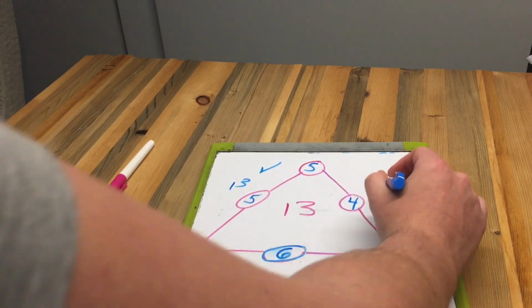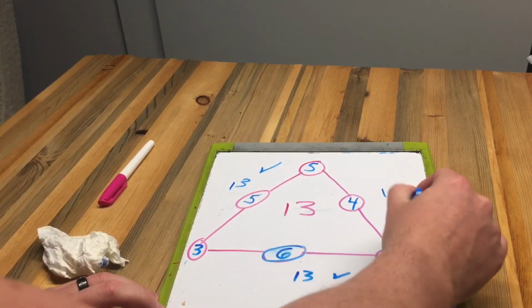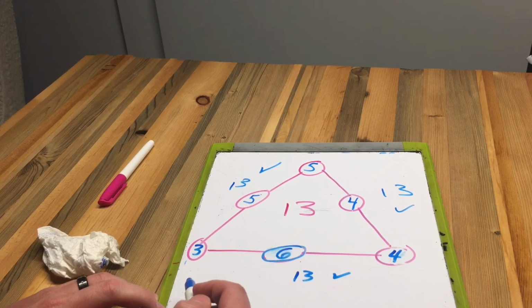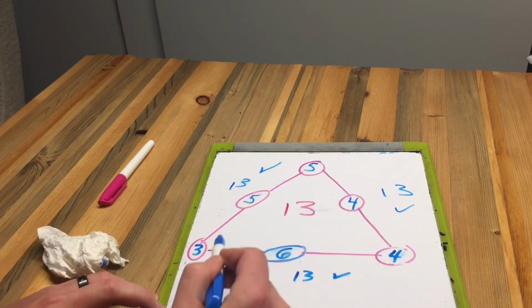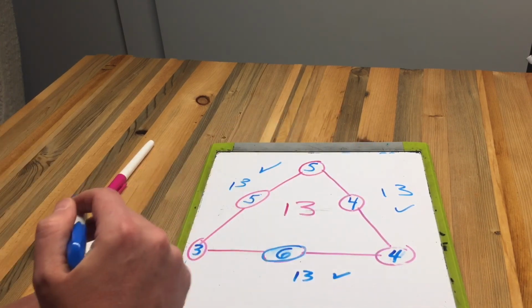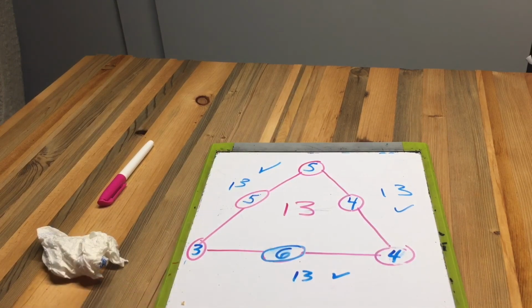4. So let's check. A 6, a 4, and a 3. A 4, a 4, and a 5. And a 5, a 5, and a 3. They all add up to 13. And I have successfully completed my second triangle puzzle.